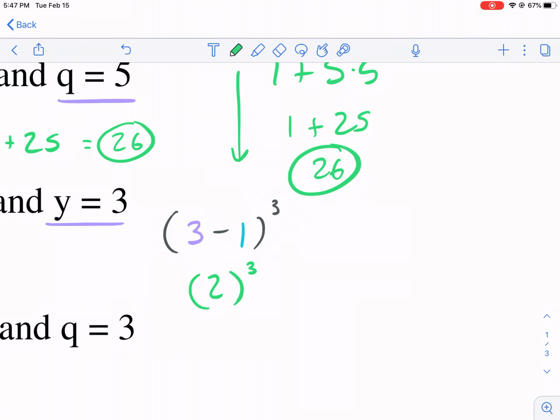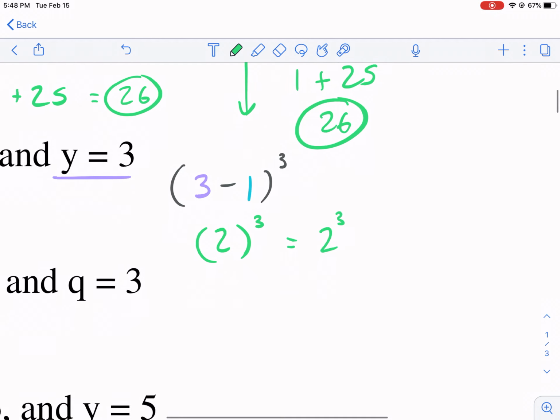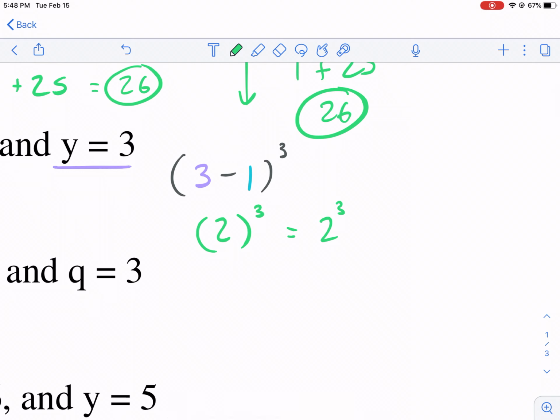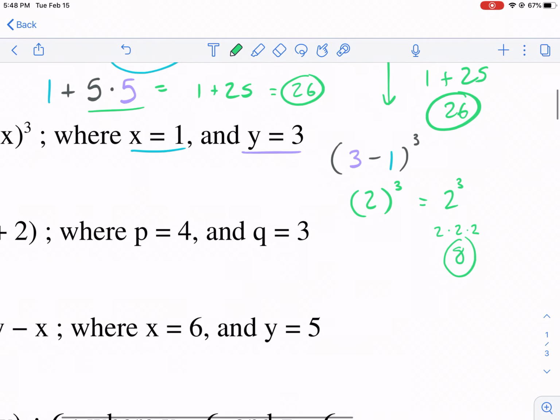Because inside the parentheses is first, and then it's exponents. So you've got to do inside the parentheses first. We have a problem here, 3 minus 1. We're going to start there. Then we have 2 to the third power. 2 to the third power is the same thing as 2 times 2 times 2, which equals 8. That is going to be our answer for that one.